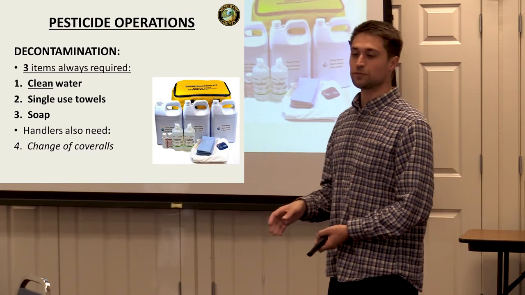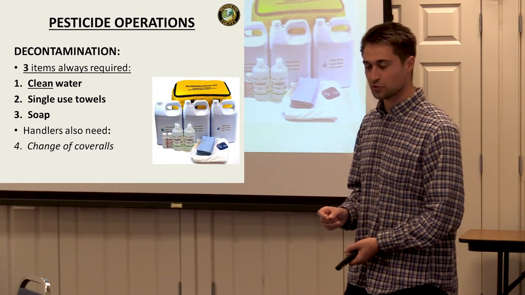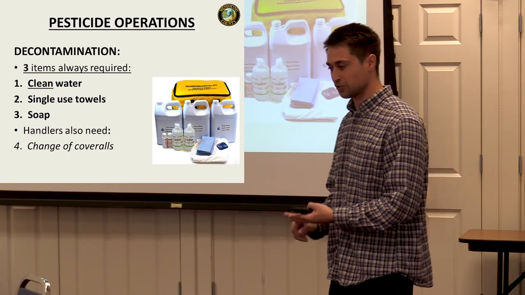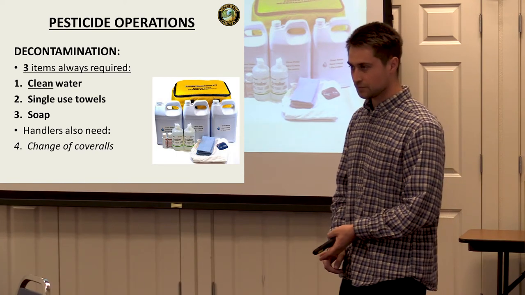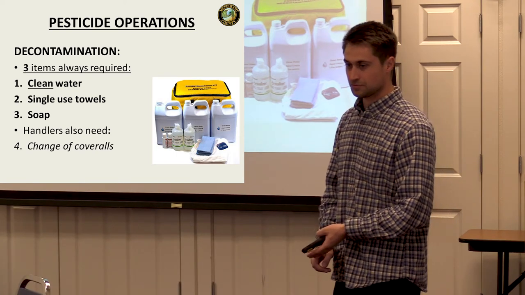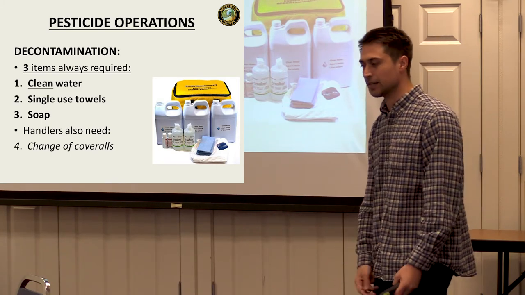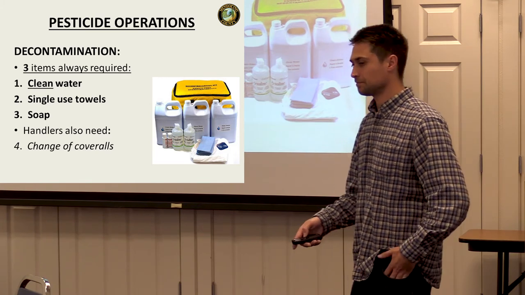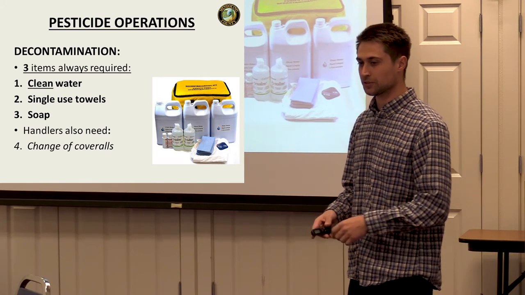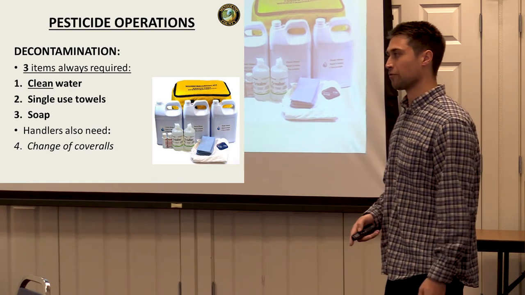And for the water, for field workers, you need 1 gallon per field worker at the start of the day. For handlers, you need 3 gallons per handler. So 3 handlers need at least 9 gallons. If you have a hose, that counts as your water. So field worker, 1 gallon. Handler, 3. And you just do the math from there. Right.